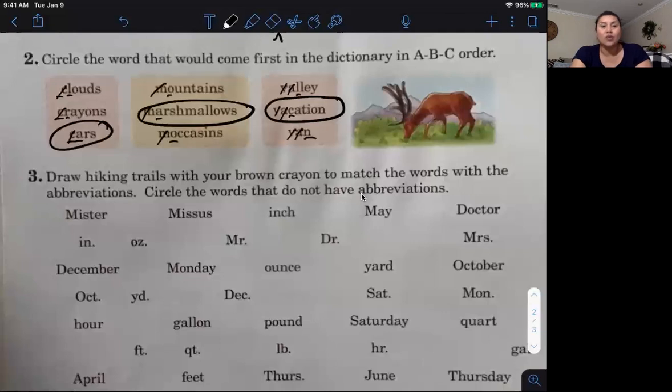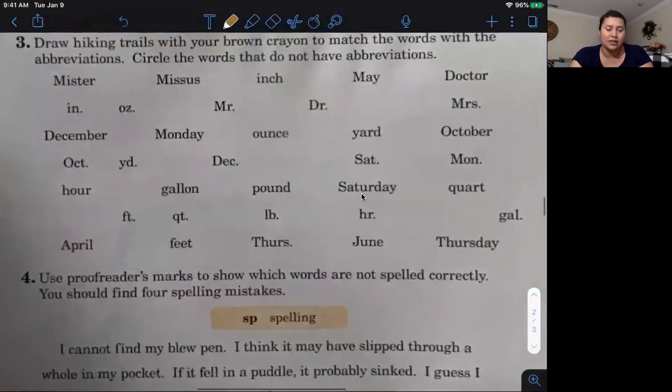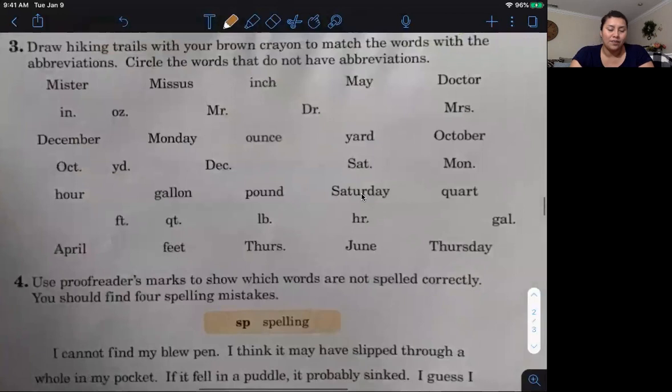Number 3, draw hiking trails with your brown crayon to match the words with the abbreviations. Circle the words that do not have abbreviations. Okay, a bunch of different lines here. So I'm going to get my brown crayon. You're going to do the same. So I know that ounce goes with the abbreviation OZ period. Doctor goes with doctor.